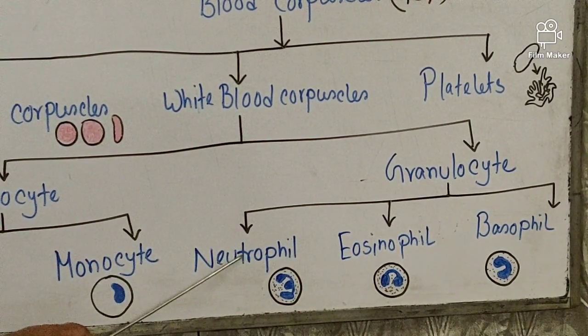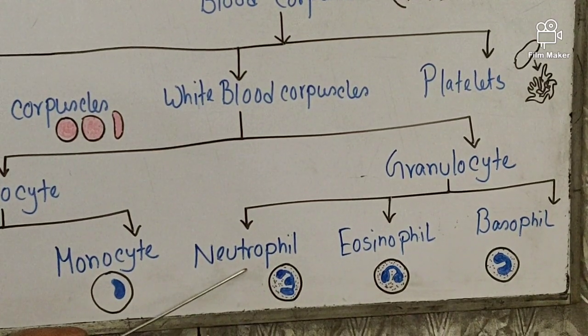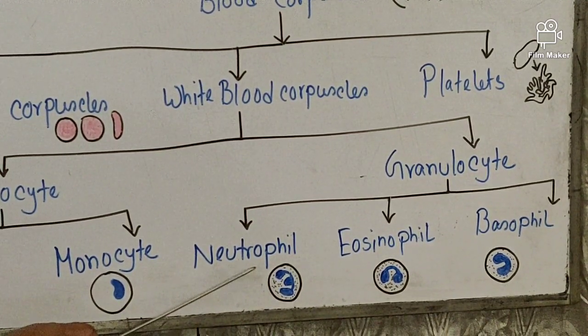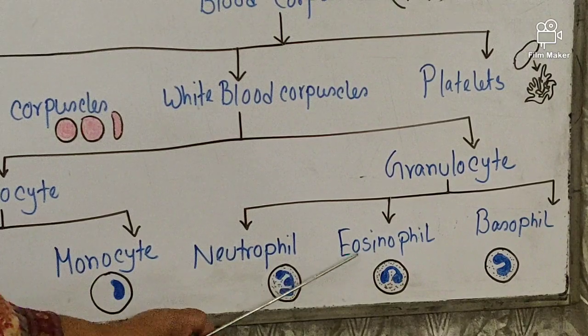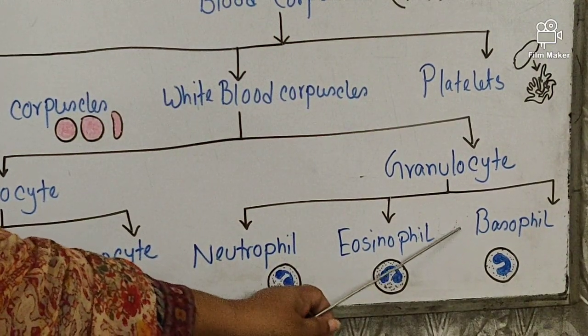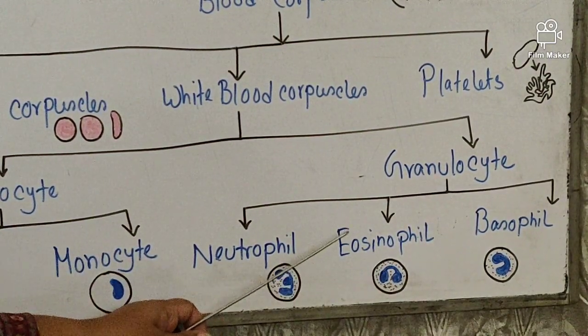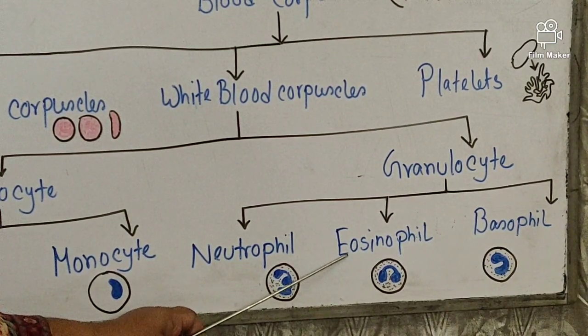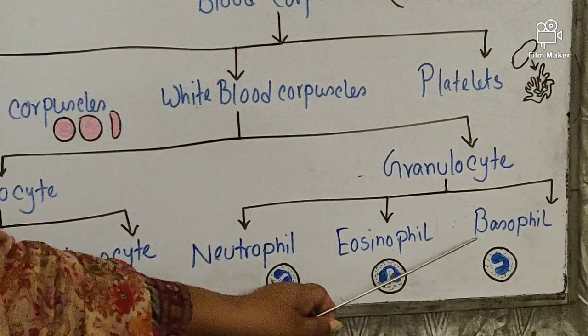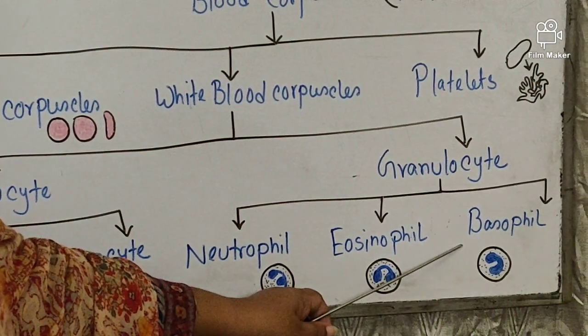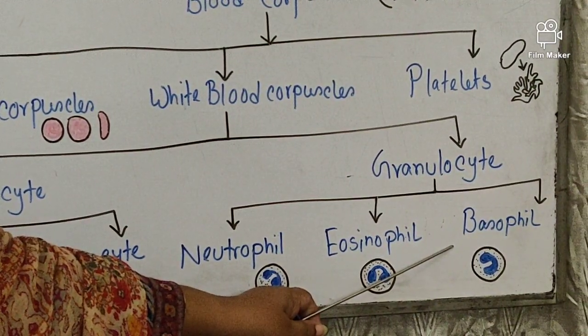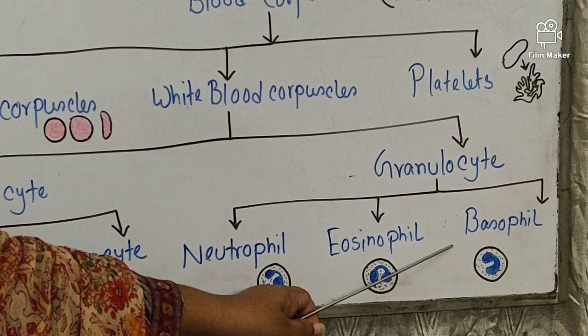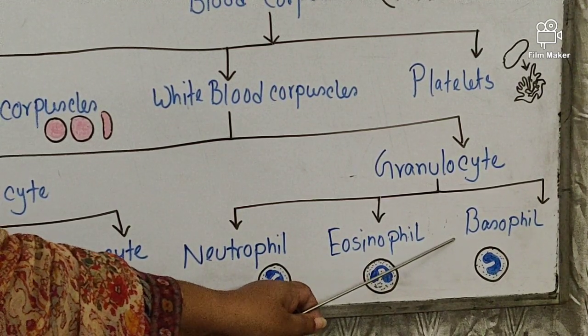Neutrophil. Neutrophils kill the germs by the process of phagocytosis. Eosinophil and basophil. These two prevent allergy in the body by secreting a chemical named histamine. Basophil secretes heparin and inhibits blood clot formation inside the blood vessel.